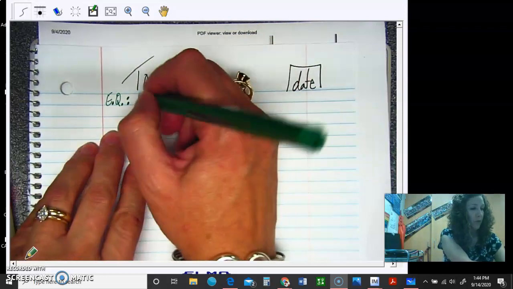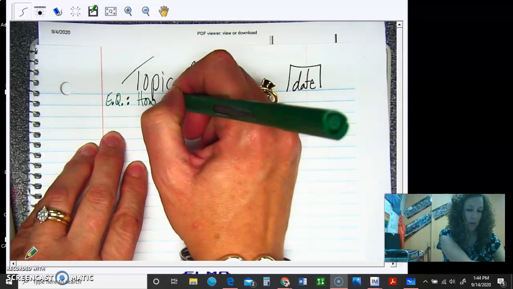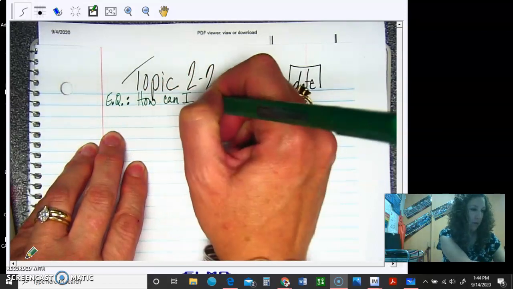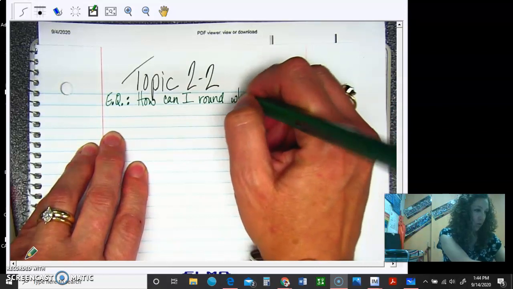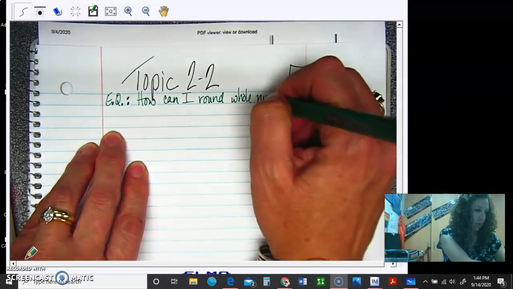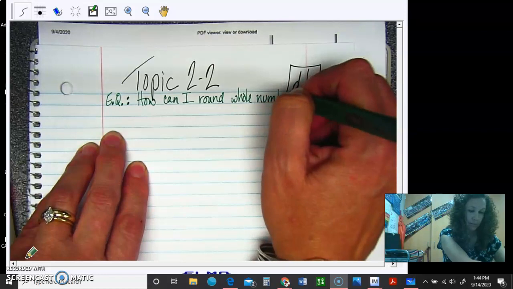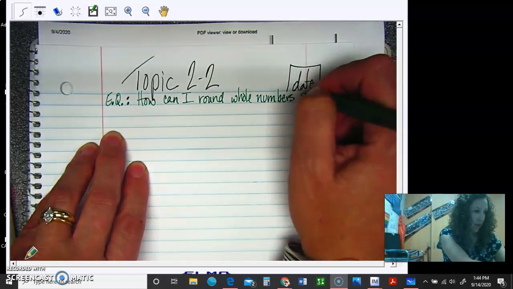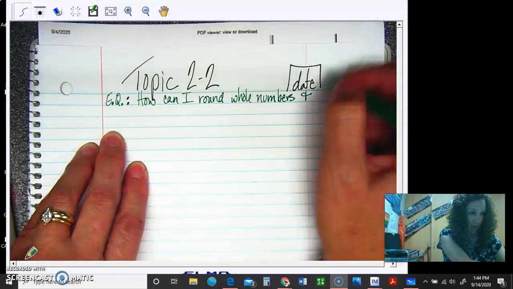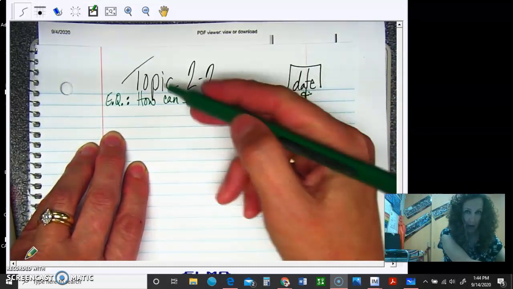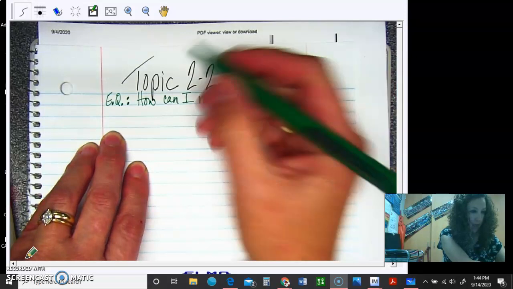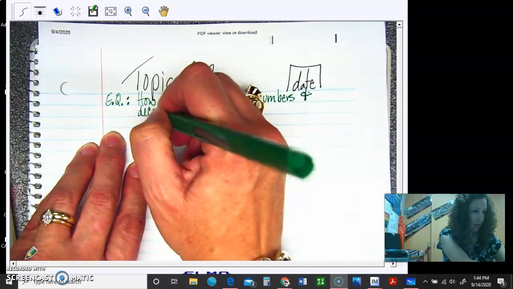So, how can I round whole numbers? And remember, that's my cursive and. It's a plus with a little loop, okay? That means and. How can I round whole numbers and decimals?